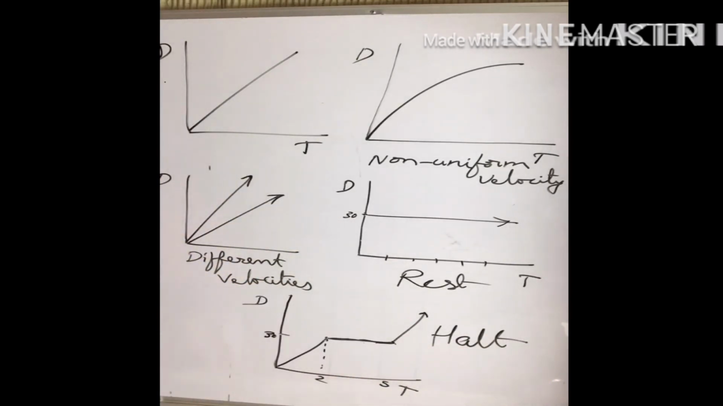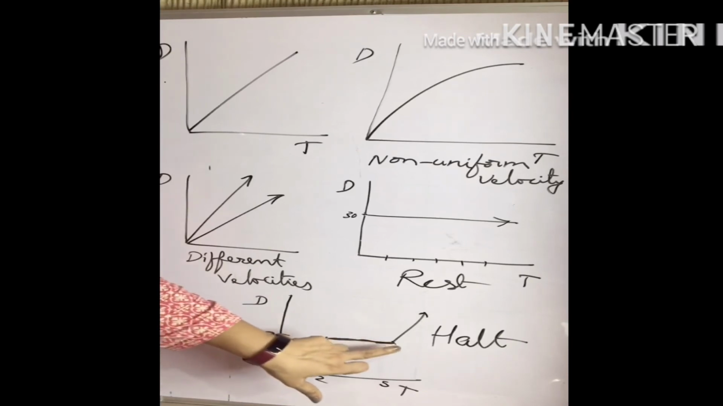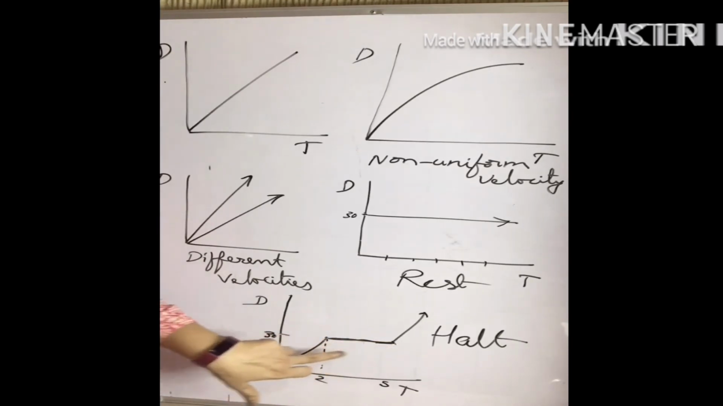What does it mean? Suppose I give a simple example. Suppose you started from home to reach school. On the way your friend's house came and you stopped there, waiting for your friend to come out. Then both will go to school together, talking with each other, enjoying. So you waited here. That is your halt. From here to here, it's called halt. You stopped here without moving, at rest, and after this halt, again you started moving. This type of graph shows halt.